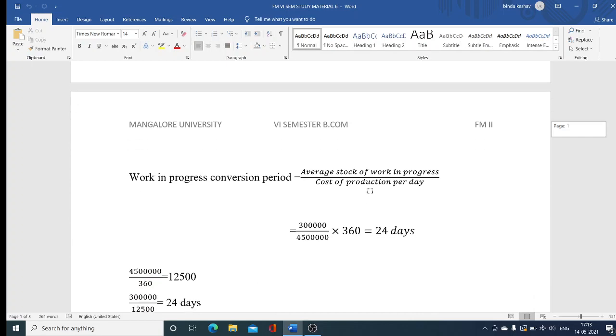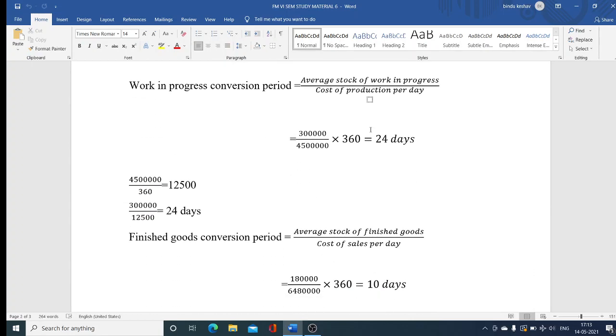Next one is the work in progress conversion period. Work in progress conversion period is equal to average stock of work in progress divided by cost of production per day. Cost of production is 45 lakh. So 3 lakhs is the work in progress stock divided by 45 lakhs divided by 360, which can be written as 3 lakh divided by 45 lakhs into 360. Or if you find it difficult, you can do it the other way: 45 lakhs divided by 360, that is cost of production per year divided by the number of days in a year, which is equal to 12,500.